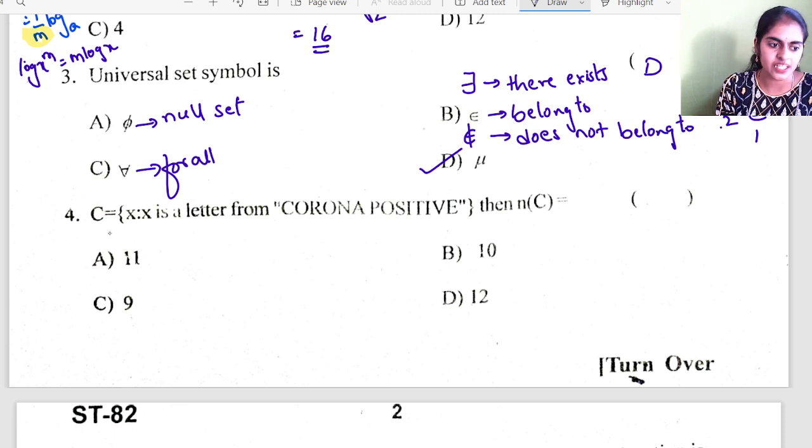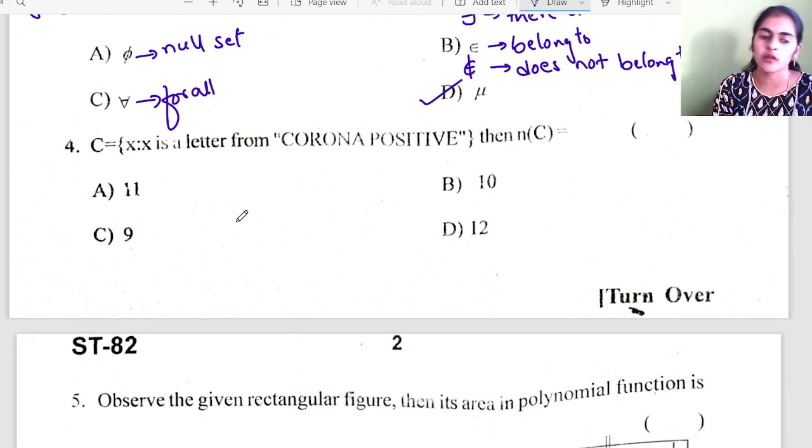Okay. Now the next question. C contains all elements x such that x is a letter from "corona positive." So you have to find n(C). Set builder form is given to us. Let us write the roster form: all the elements, all the letters of "corona positive."